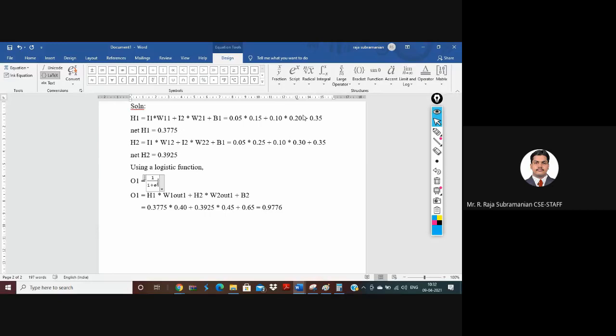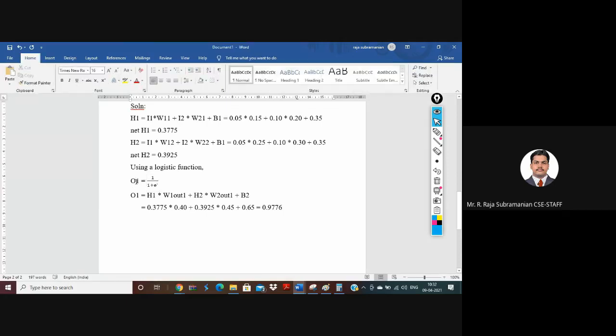So let me see how out H1 is going to be. I'm not going to calculate O1 directly. This is the effect from H1 alone, or if you need it, I can also name it as the output from H1. What will be the output? I'm going to calculate it by using a logistic activation function. I'll use the net H1 value here and substitute everything.